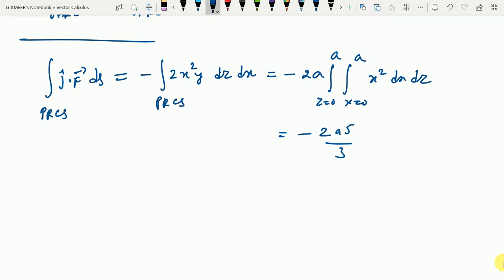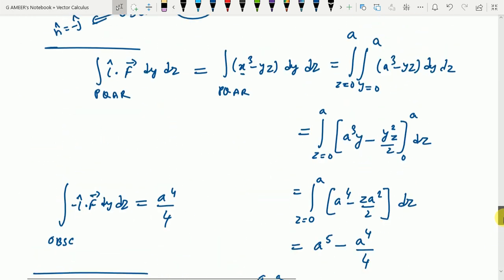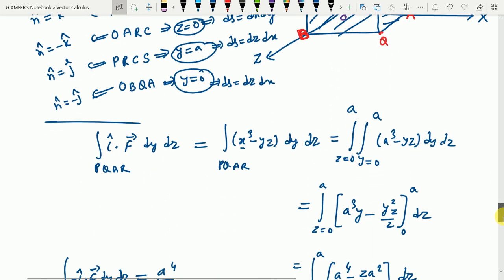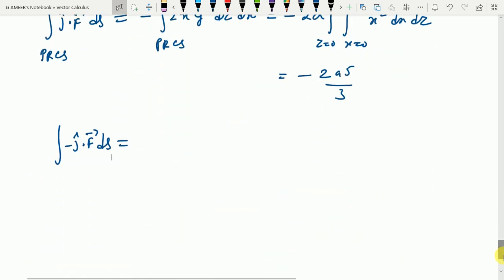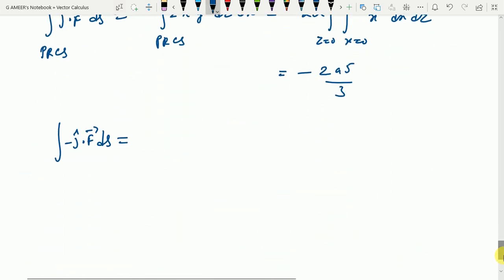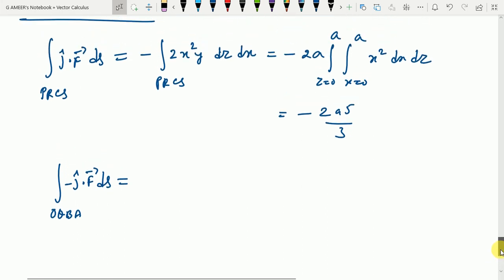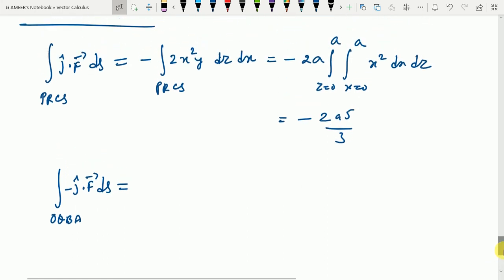So next the counterpart we will take. The counterpart, that is minus j part. So minus j dot F dS. What is that surface name? We have been given minus j, OQBA, where y is 0. So when I substitute y equal to 0 here, this entire integration I will get as 0.